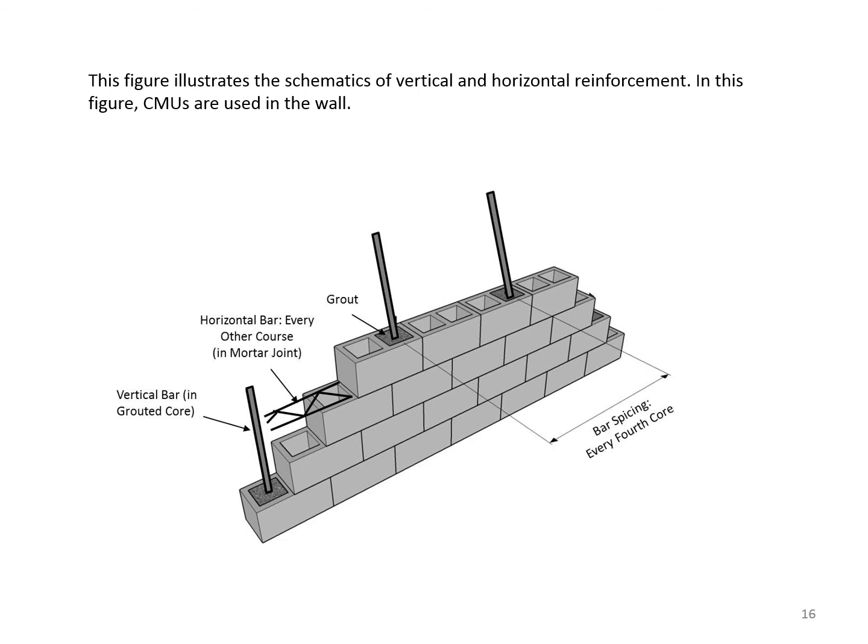This figure illustrates the schematics of vertical and horizontal reinforcement. In this figure, CMUs are used in the wall. Please notice that the bar spacing for the vertical bars is every fourth core. Also notice that they are embedded where the grout is. The horizontal bar is every other course in the form of a lattice bar, like a truss.